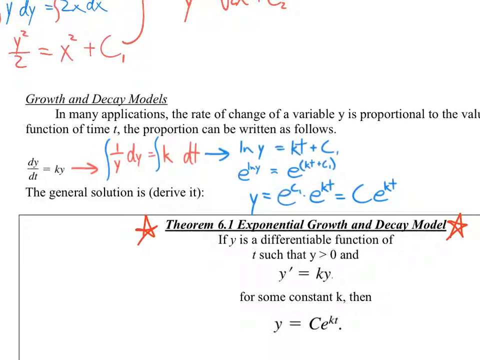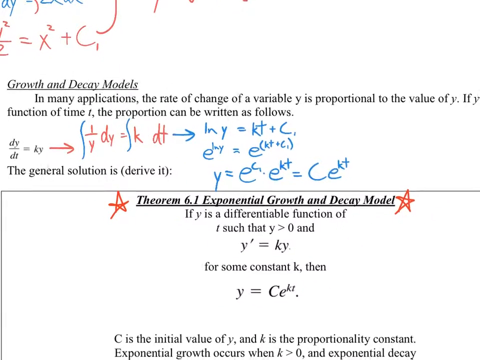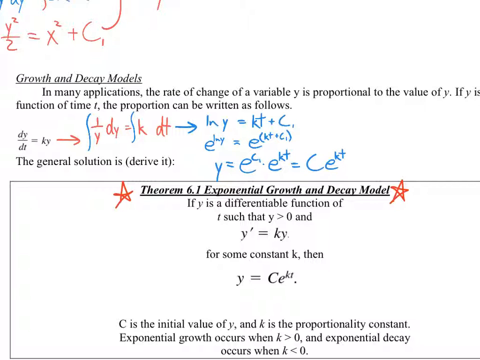Okay? And that, folks, is where we get the exponential growth and decay model from. That model that we've used thousands of times at this point in school. That's where it comes from, okay? The rate of change is proportional to our value.